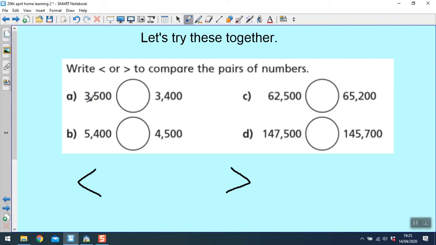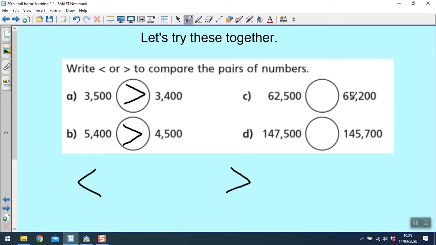Which is the biggest number? Well, that's got 3,000s and that's got 3,000s. That's got 500s and that's got 400s. So this is the biggest number. The crocodile wants to eat that number, so the mouth needs to be open on that number. B. 5,400, 4,500. They've both got 4 digits. This one's got 5,000s. This one's only got 4,000, so the crocodile eats the biggest number.